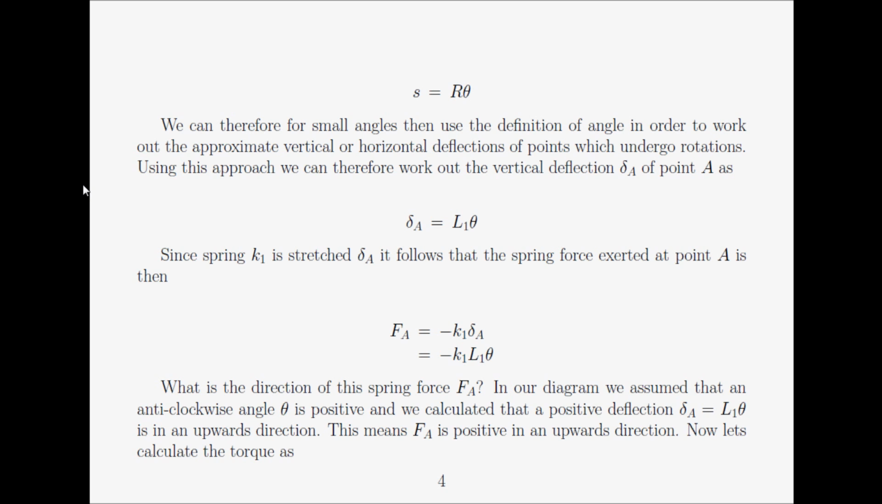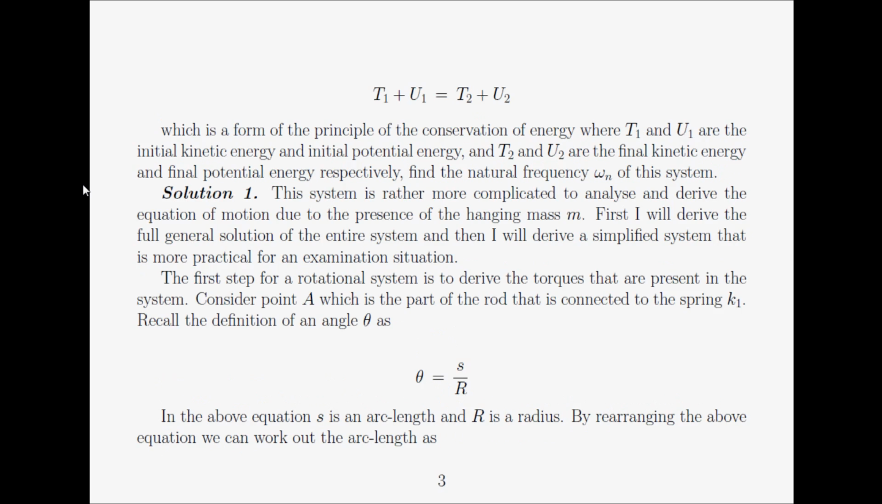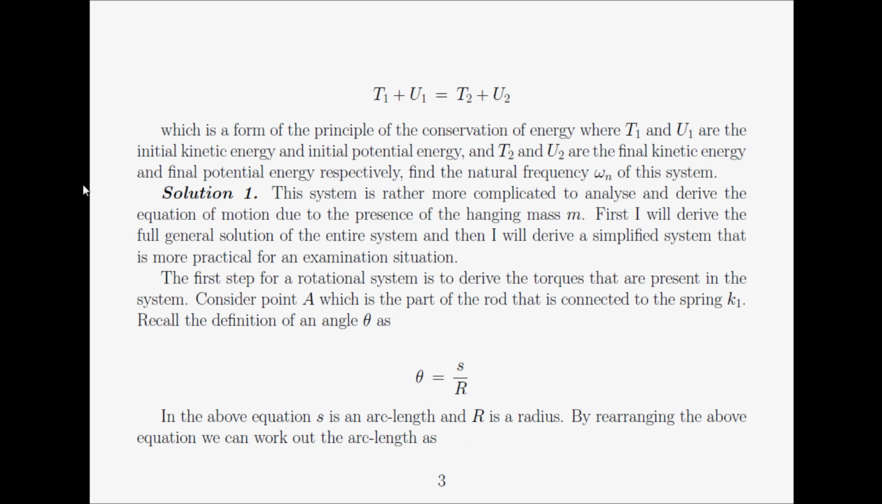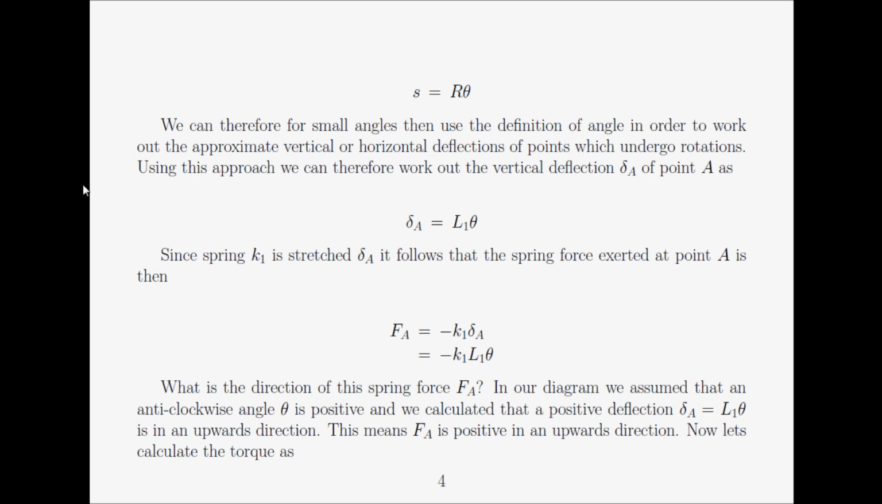But what is the direction of the spring force? In our diagram, we assume theta is positive in an anticlockwise direction. So, if theta is positive in an anticlockwise direction, and L1 is a scalar which doesn't have a particular sign convention, delta A will be positive or negative depending on whether theta is positive or negative. If theta is positive, that is to say the rod is rotating in an anticlockwise direction, the deflection delta A would be positive, and if theta is negative, then delta A would be negative.